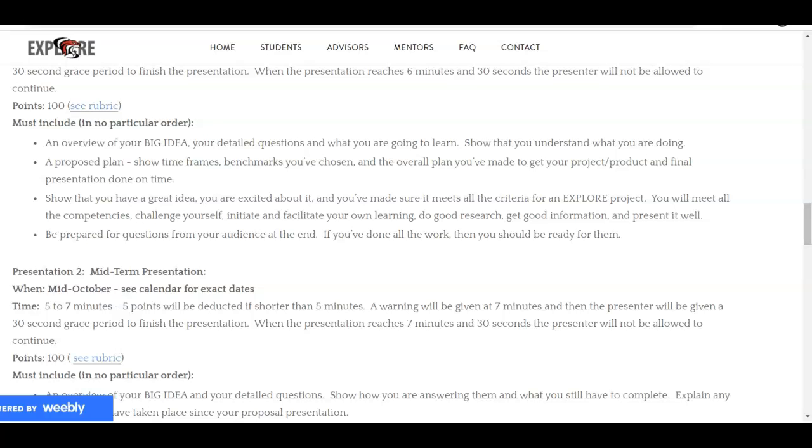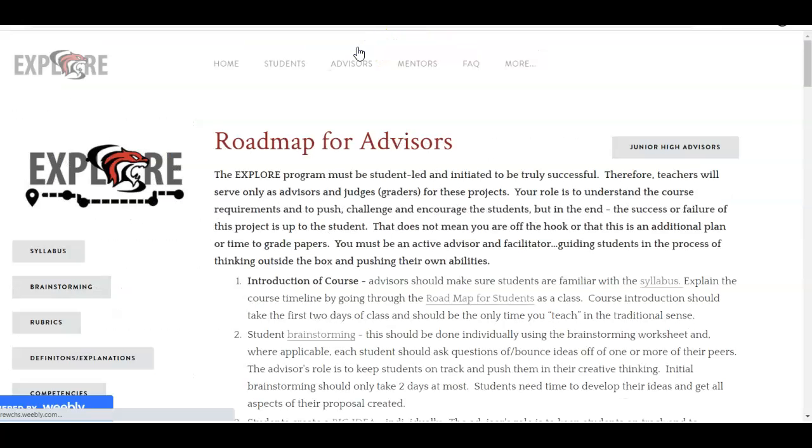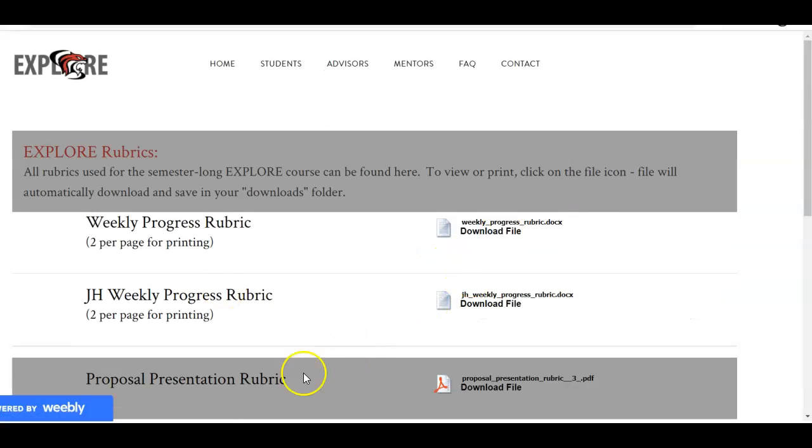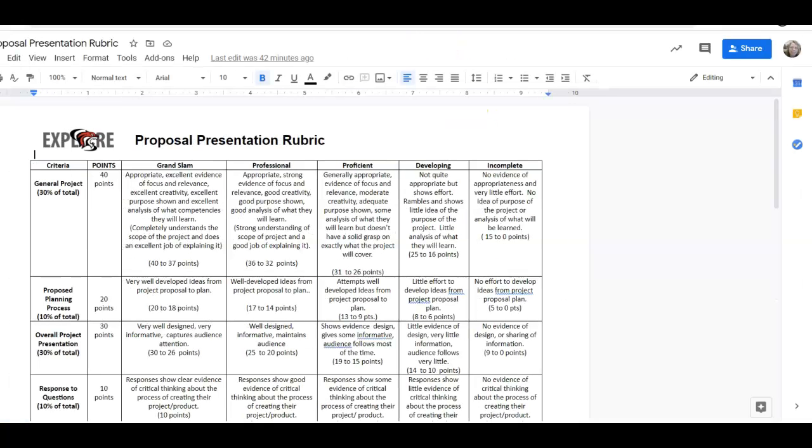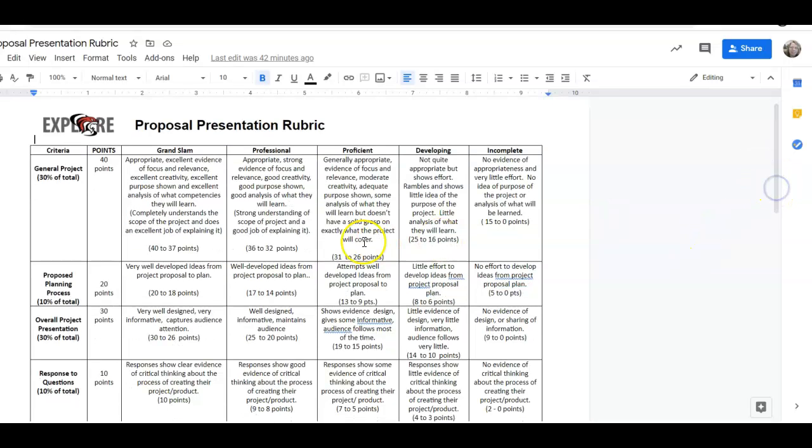Okay, then let's look at the rubric. That rubric is on the advisor section. Click on rubrics, scroll down right here. It's the proposal presentation rubric. It is a PDF that you can download so you can write on it. But here it is. It's a total of 100 points.